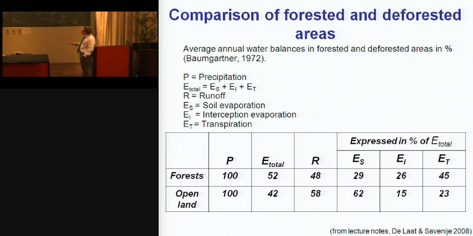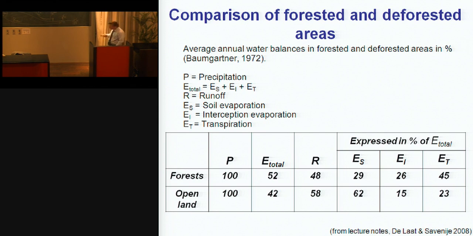This is a water balance equation for two areas where you compare forest and open land. Open land means grassland and agricultural land. Both have precipitation 100%. The evaporation from the forested catchment is 52%. From the open catchment is 42%. So much more evaporation in forest. Therefore, the runoff is then the other thing, 48% or 58%.